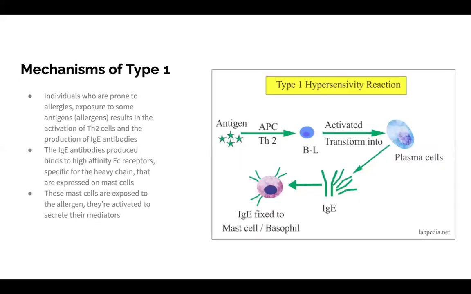So the mechanism of type 1: it is usually in individuals who are prone to allergies. Exposure to some antigens results in the activation of Th2 cells and the production of IgE antibodies. The IgE antibodies bind to high affinity Fc receptors specific for the epsilon heavy chain that are expressed on mast cells. When these mast cells are exposed to the allergen, they are activated to secrete their mediators.